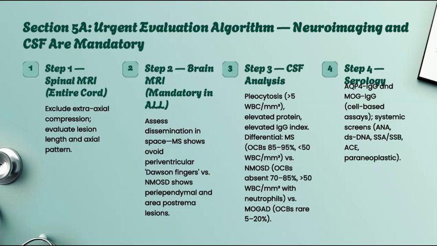This helps assess dissemination in space and identify syndrome-specific patterns. For example, multiple sclerosis commonly shows ovoid periventricular lesions, often referred to as Dawson fingers. By contrast, NMOSD may demonstrate periependymal lesions or area postrema involvement.